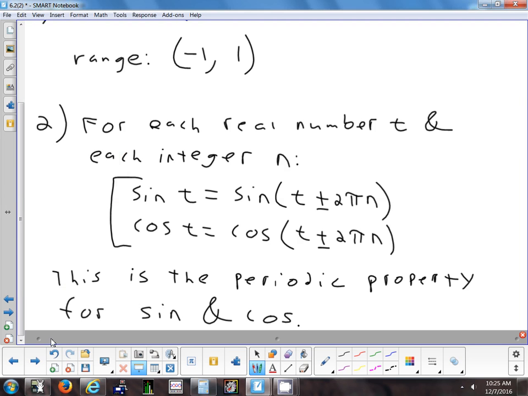Now, the last thing we're going to look at, and we're not going to spend a lot of time on it, we're going to spend probably 2 or 3 days on it at a later point, but not today, we're only going to spend about 10 minutes, is identities. What's an identity?